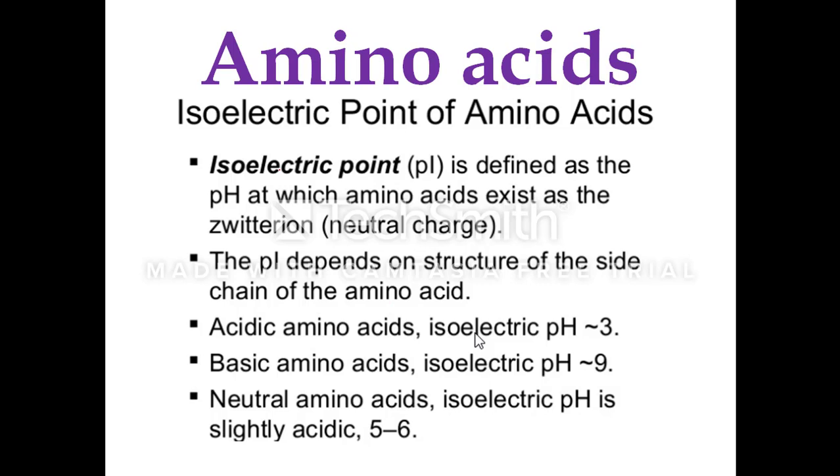Isoelectric point of amino acid. The isoelectric point of amino acid, represented as pI, is defined as the pH at which amino acid exists as the Zwitterion. What is pI? pI is the pH at which amino acid exists as Zwitterion or the dipolar ion. Its net charge on the molecule will be neutral. So it will have one positive charge on the NH3 plus, one negative charge on the COO minus. Both get cancelled and you will not have any net charge on the amino acid at a particular pH.